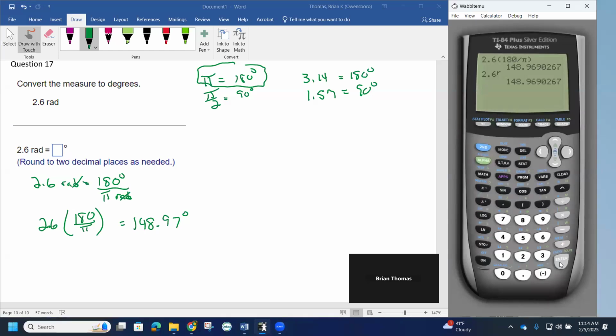So we can just straight input that into the calculator as well if we don't want to deal with conversion factors.